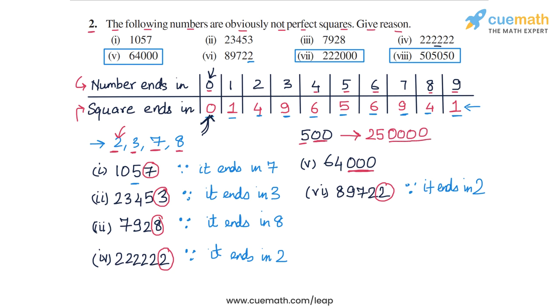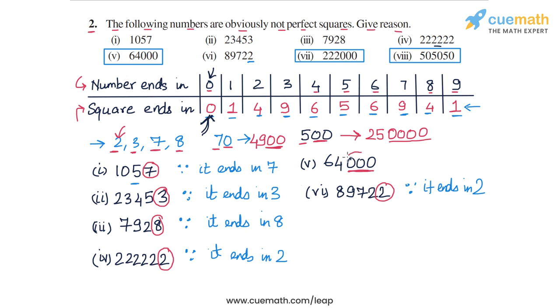Let's take another example. Let's take 70. If you find the square of 70, what will it be? 7 square will be 49, and then this 1 zero will become 2 zeros. So again you have an even number of zeros at the end of the square. So whenever you have a 0 at the end of a perfect square, the number of zeros must be even, and that is the observation we'll apply for these three parts.